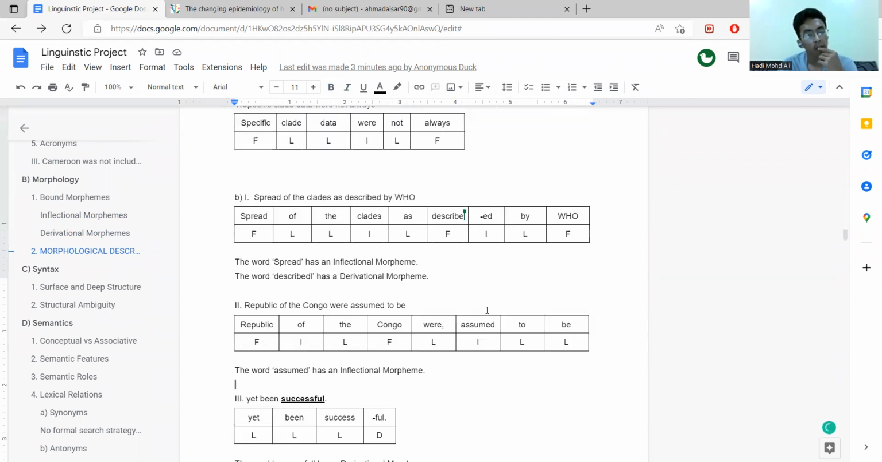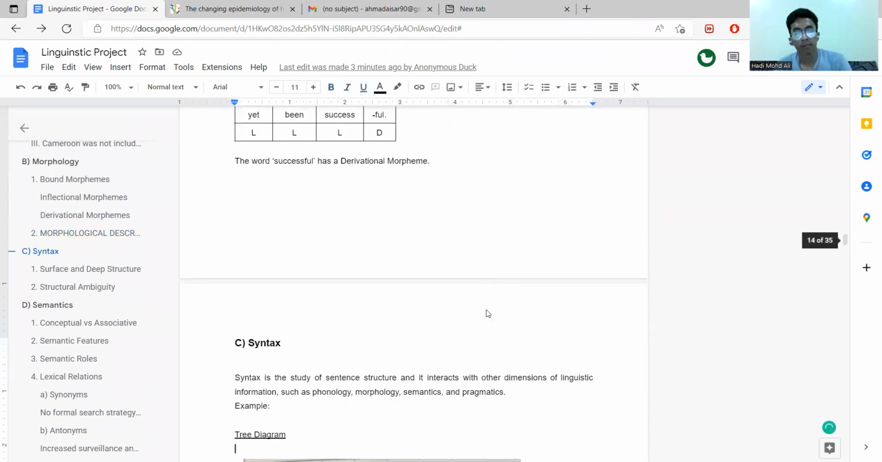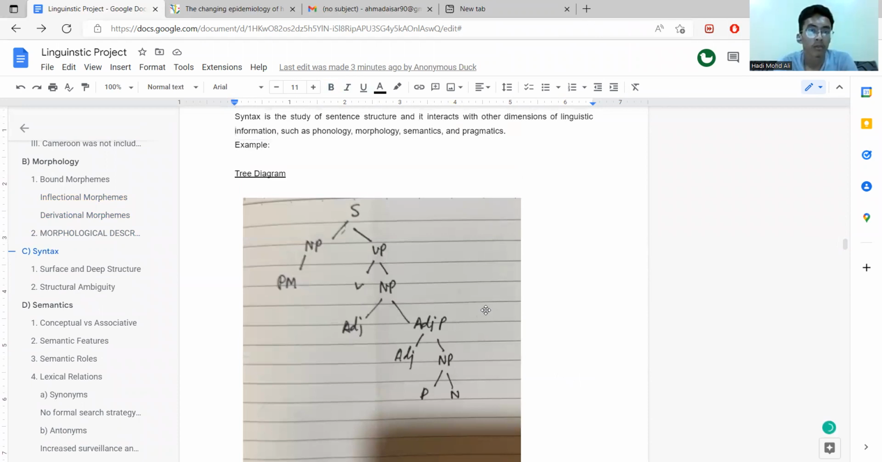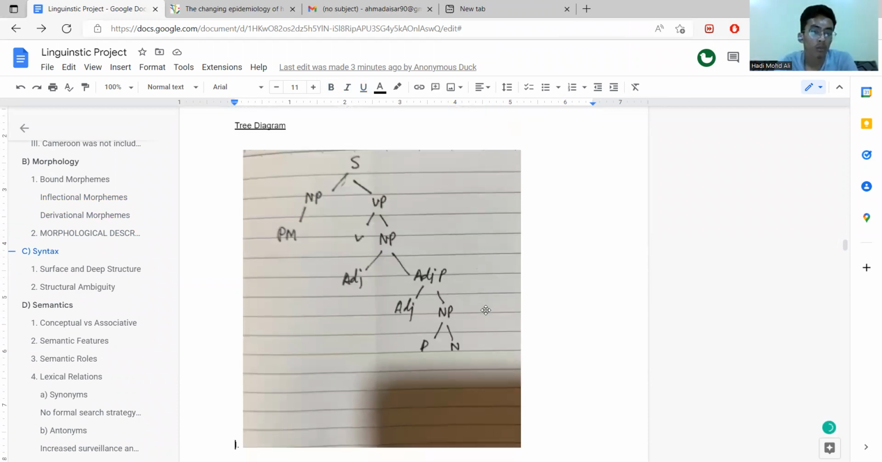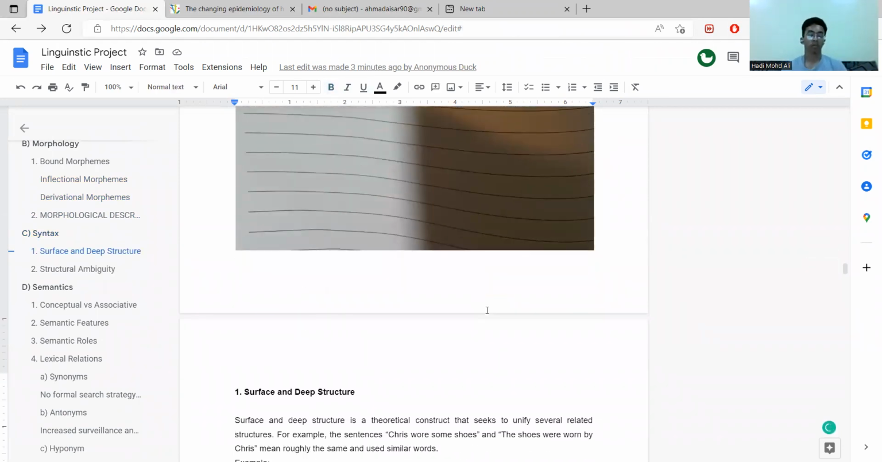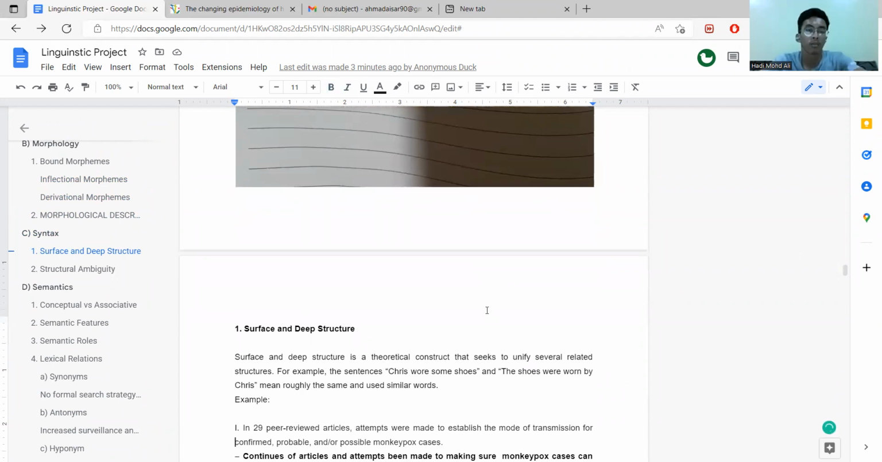So moving on to syntax. Syntax is the study of sentence structure, and it interacts with other dimensions of linguistic information such as phonology, morphology, semantics, and pragmatics. So this is the tree diagram for the syntax based on the example. So we're going to be moving on to surface and deep structure.